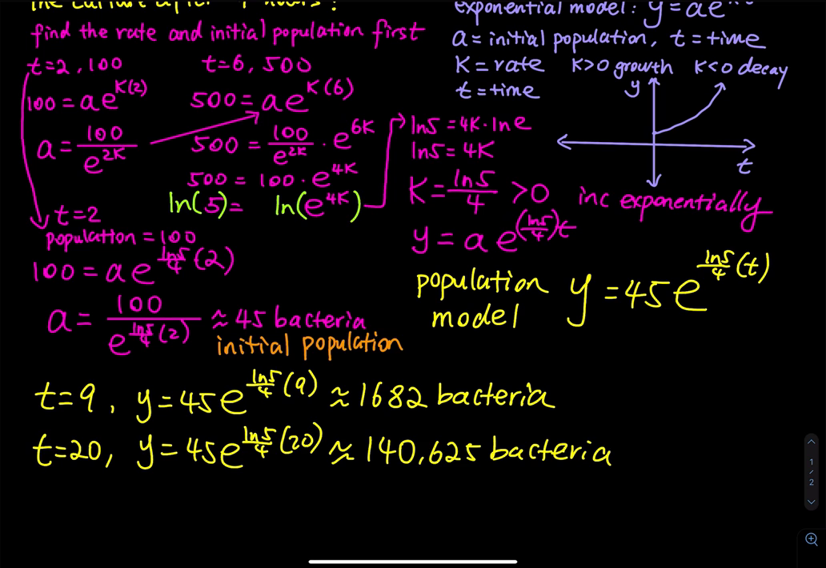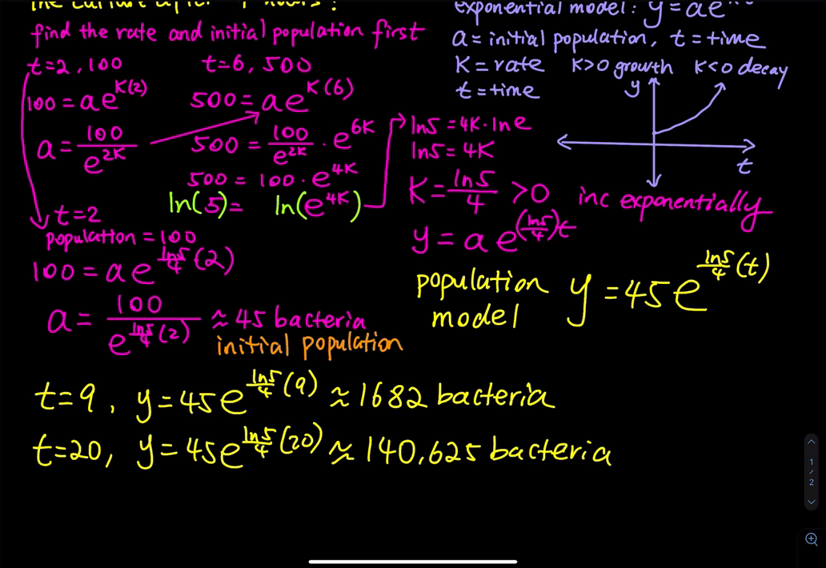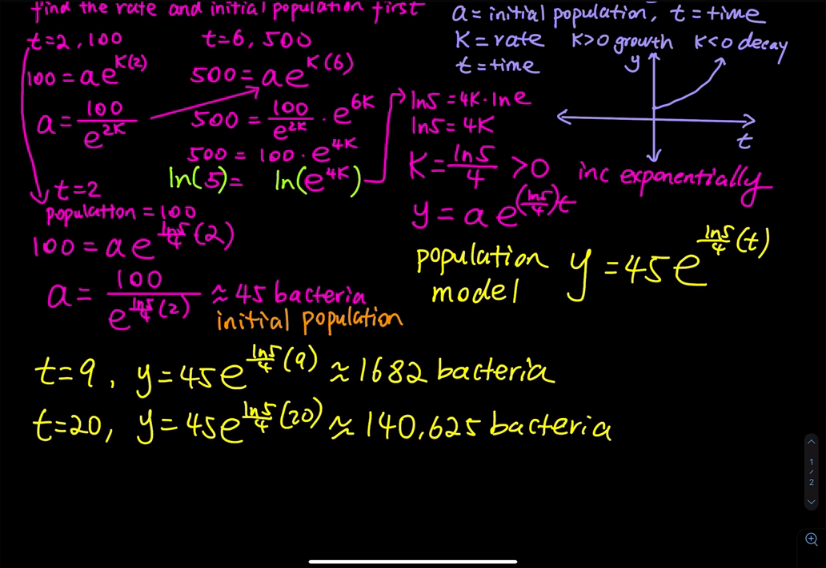What else can I ask? We have the population model. I give you the time, you give me the y. How about this? I give you the y, you give me the time. So how long does it take? I'm making up another problem. How long does it take to reach 400 bacteria? So when t is equal to what? The population is equal to, how about this? Let's double that. Initially it was 45, right? So double of 45 is 90.